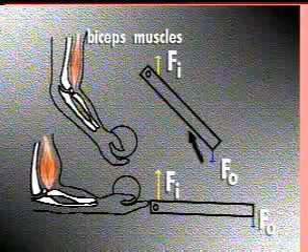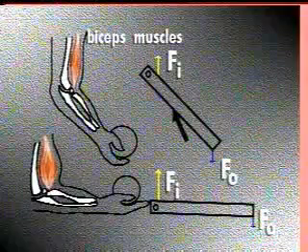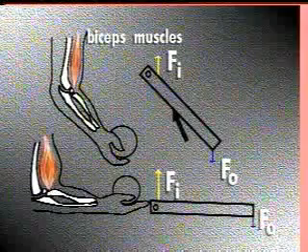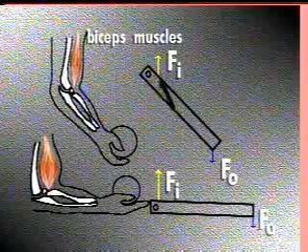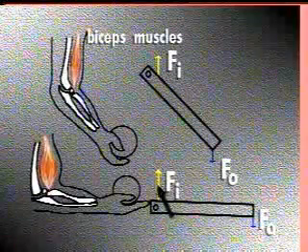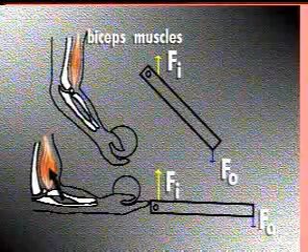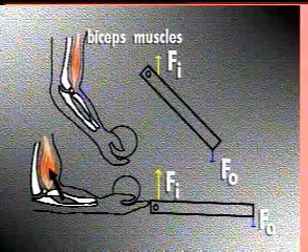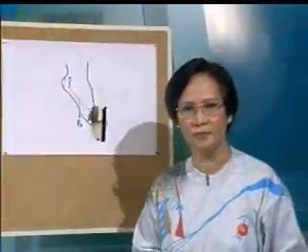Let's take note of the models found on the right-hand side here. These diagrams show us that as the arm is raised to lift the object, then the input force, F sub I, increases. The contractions of the biceps also become greater if the object lifted becomes heavier. In this case, the input force must also be greater.